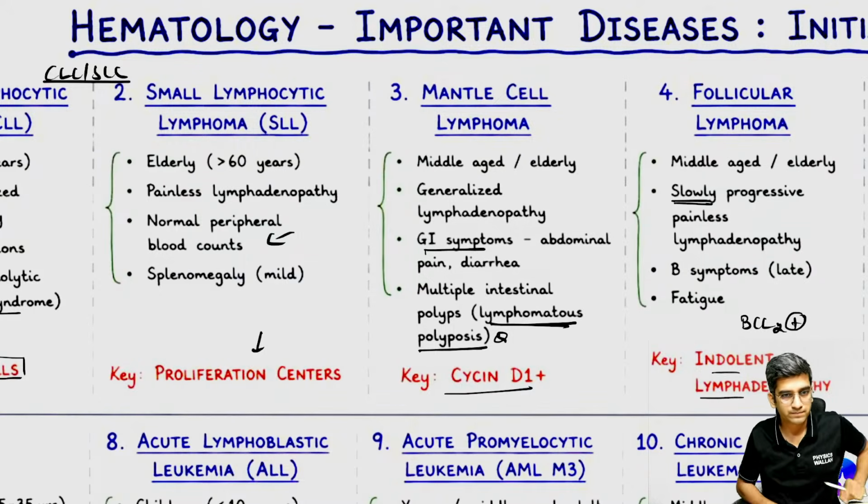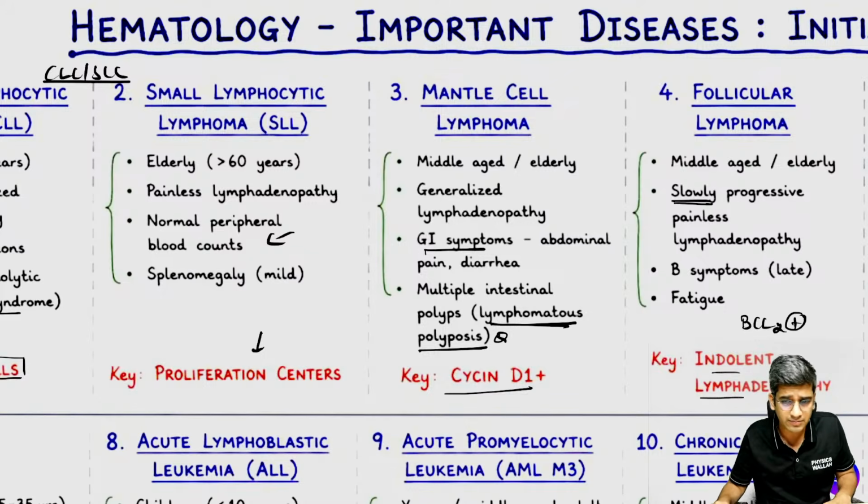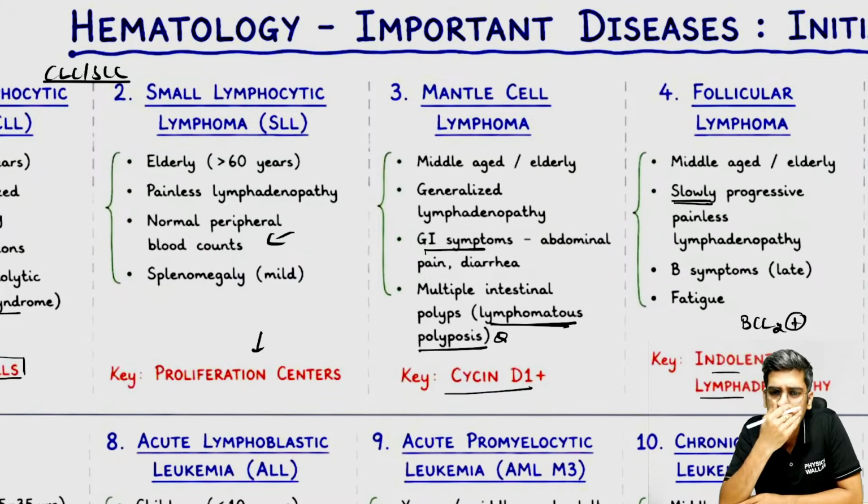What comes to your mind? Might be right, might be wrong, doesn't matter at all. Since we have completed the entire pathology, you should be able to answer that, right? Good evening, Arya. You can have MALToma in the thyroid, secondary to long-standing autoimmune Hashimoto's thyroiditis.